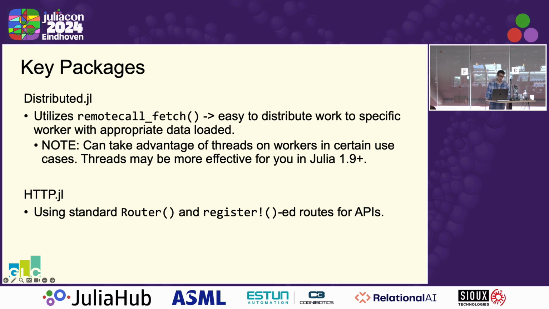So some key packages. Of course, we're using Distributed. We're using remotecall_fetch. And it's very easy to say, worker 8, I want to give you the Illinois data. Let me go ahead and load that up and do the appropriate queries. And of course, you can take advantage of threads on particular workers when that's available. And especially now in Julia 1.9 and above, we have access to better garbage collection that's multi-threaded. And I assume that over time we'll be able to use threads more often.